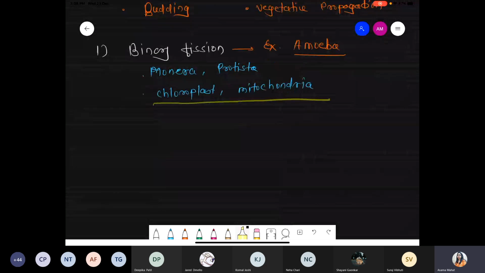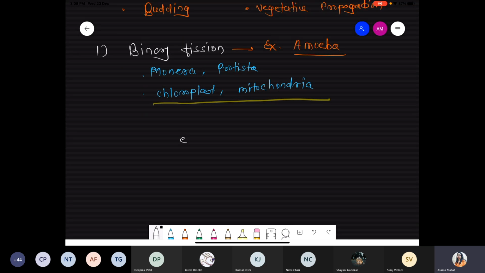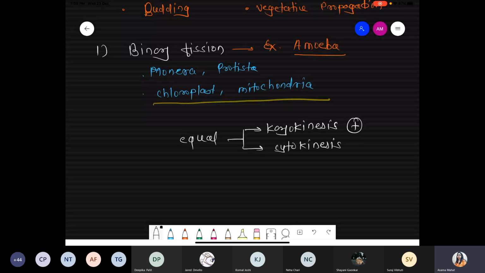Please remember one thing, whenever we are talking about binary fission, there is an equal division. Equal division means what? Equal karyokinesis, that is nuclear division, as well as equal cytokinesis process is present. And cytokinesis means what? Cytoplasmic division. तो दोनों equal होगा. ये part हम cell cycle, cell division में देखेंगे, not now.